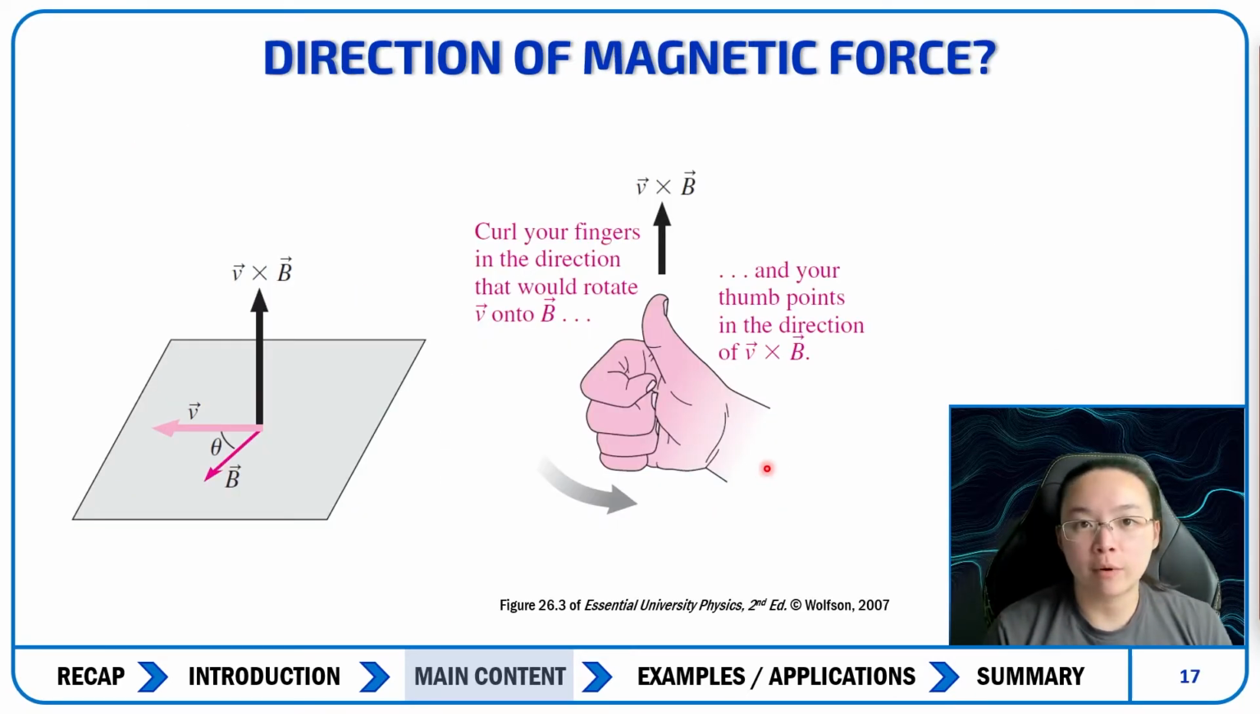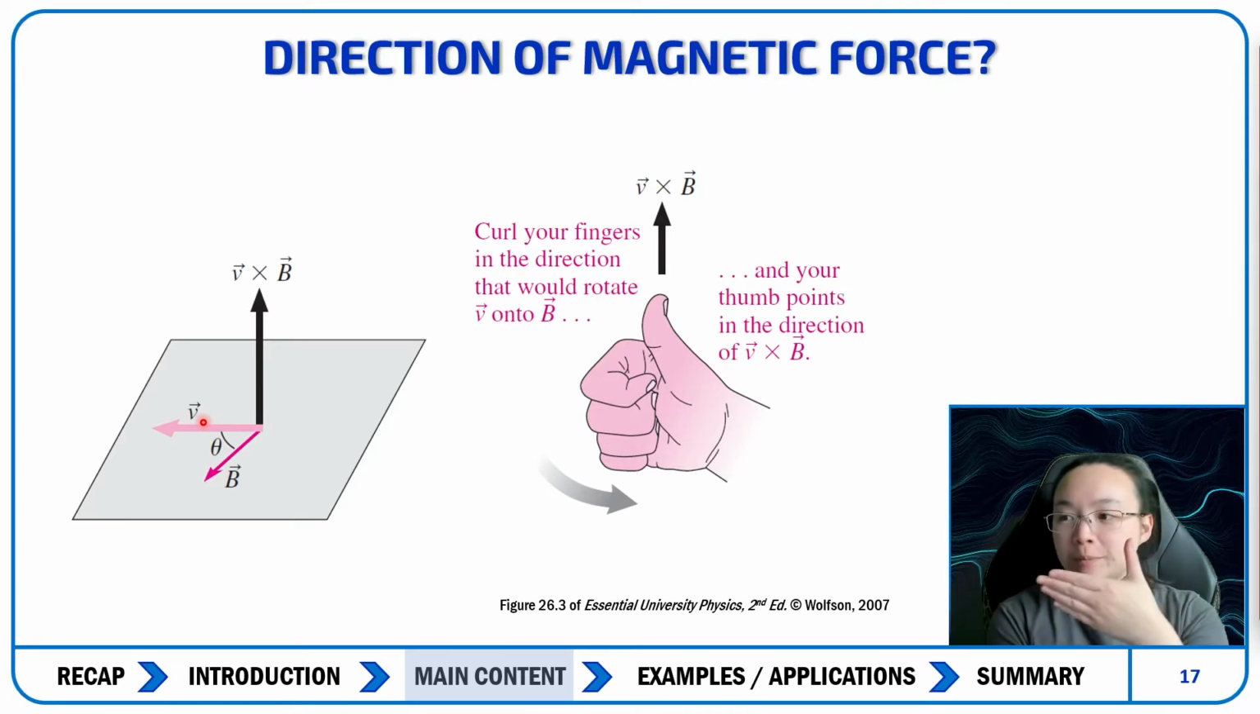Now, the most important part to this is being able to figure out the direction of the magnetic force. If we curl our fingers in the direction that would rotate V onto B, we get the direction of the magnetic force.